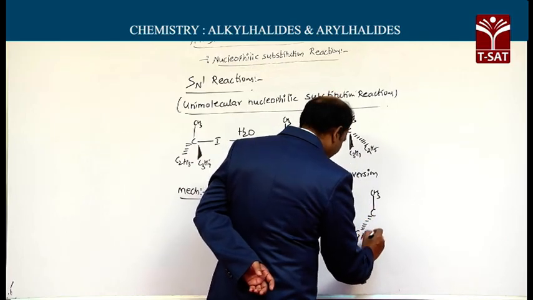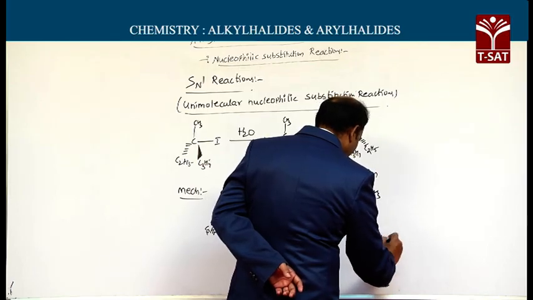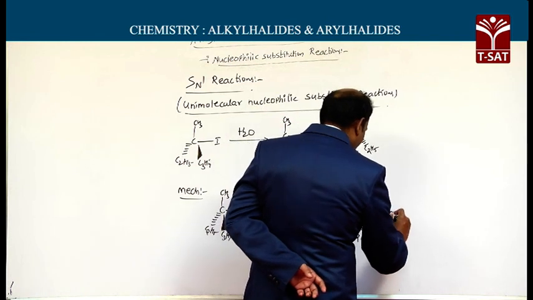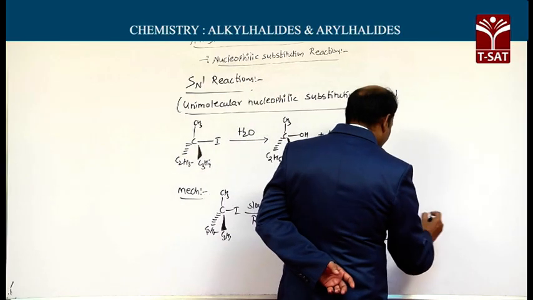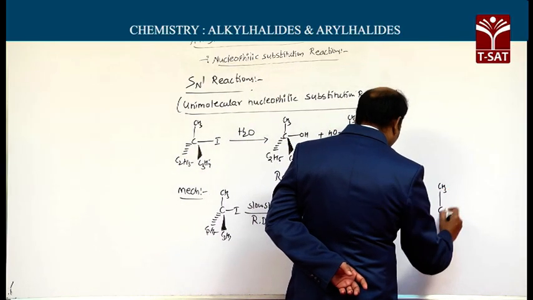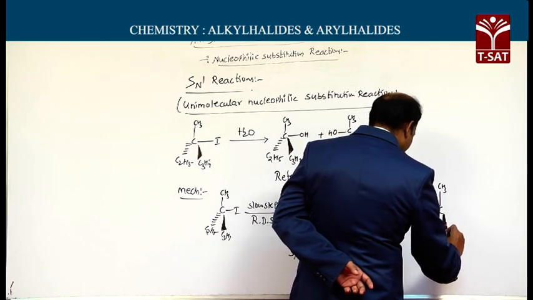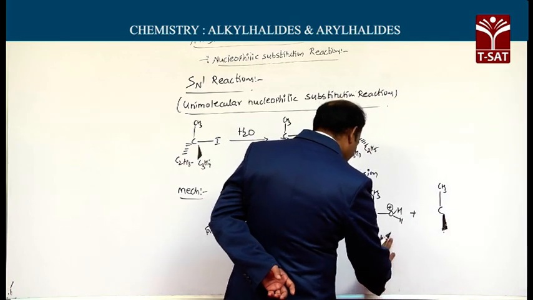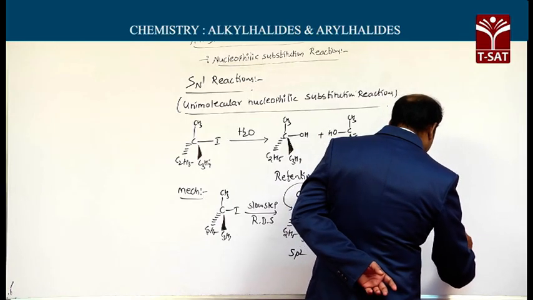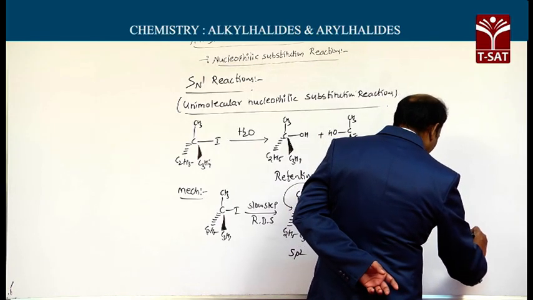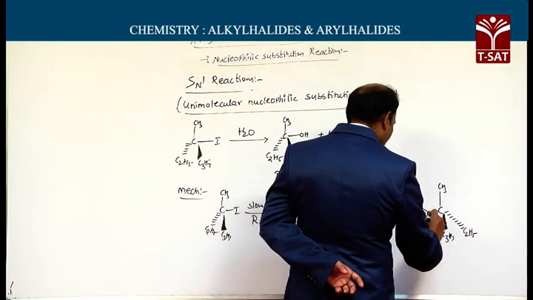This is C2H5. Here this is C3H7. Suppose it is attacked here, this is OH and here it is H plus. Suppose it is attacked from the other side, we get one more product. This is CH3, C2H5, and C3H7, with OH and H plus.